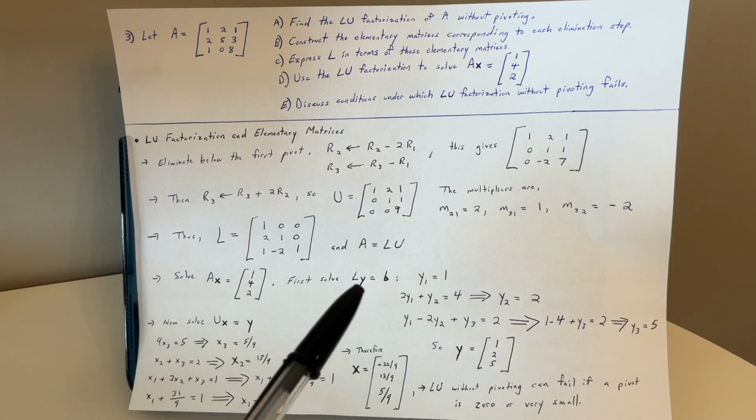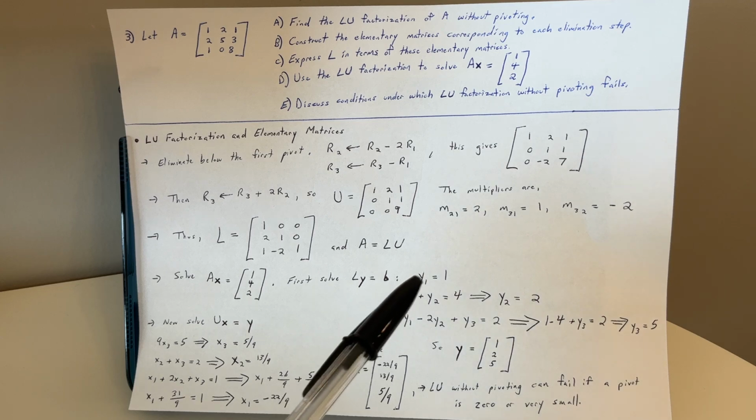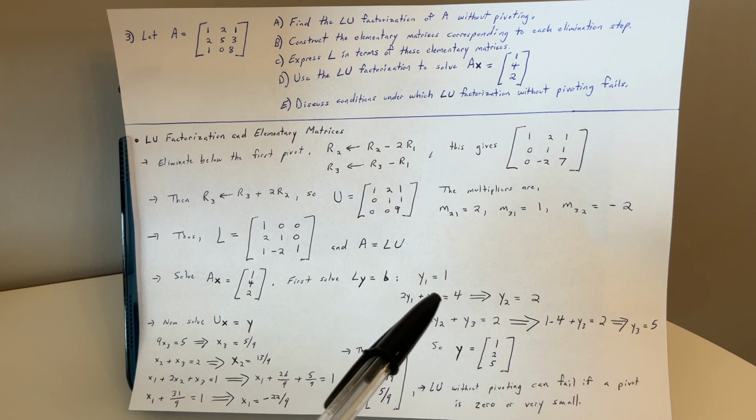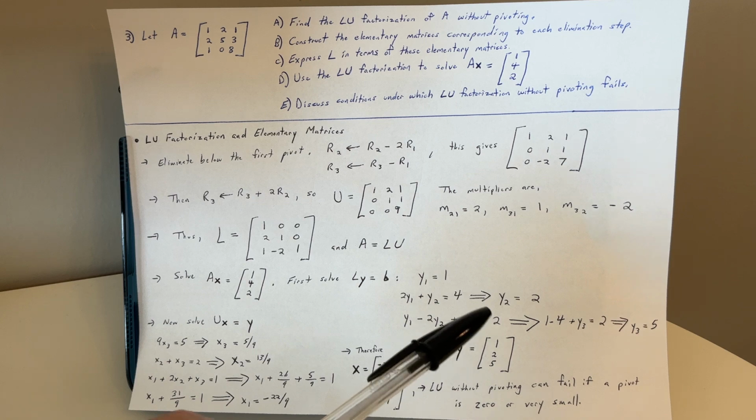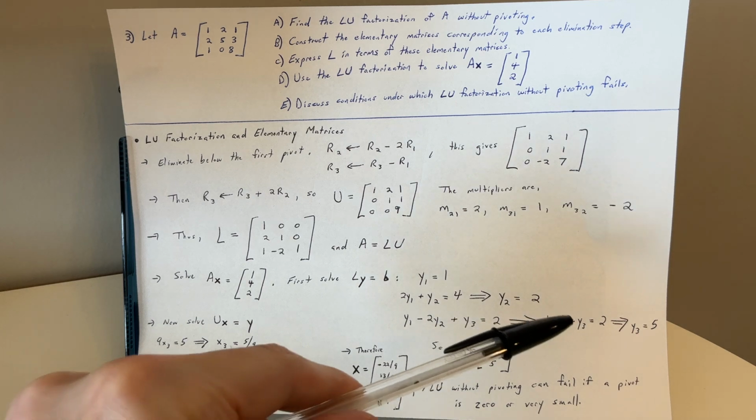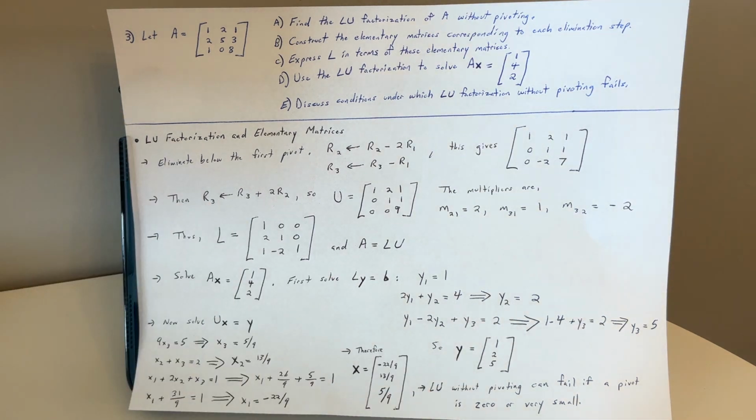Solving AX equals 1, 4, 2. First solve LY equals B. We get y sub 1 equals 1. 2y sub 1 plus y sub 2 equals 4, so y sub 2 is equal to 2. Y sub 1 minus 2y sub 2 plus y sub 3 equals 2. So 1 minus 4 plus y sub 3 equals 2, so y sub 3 equals 5. So y is going to equal the column 1, 2, 5.